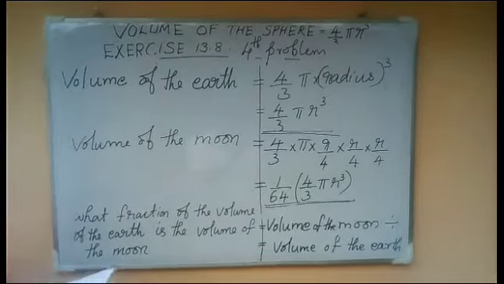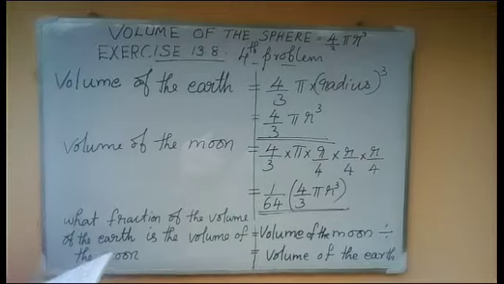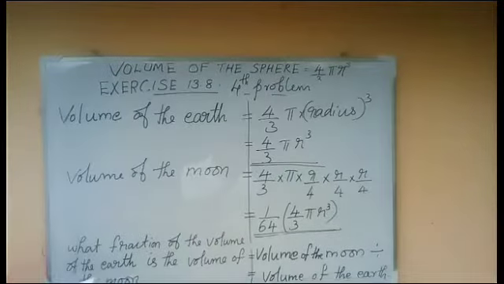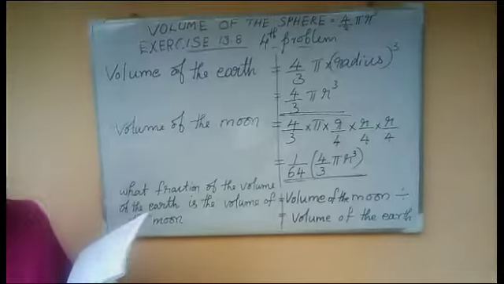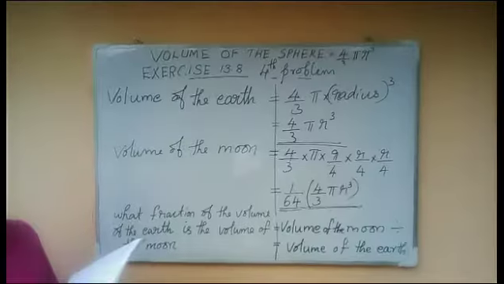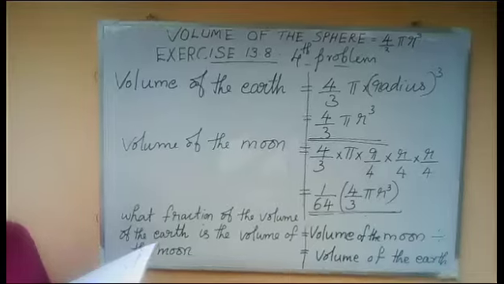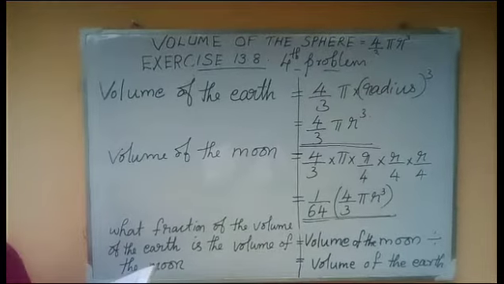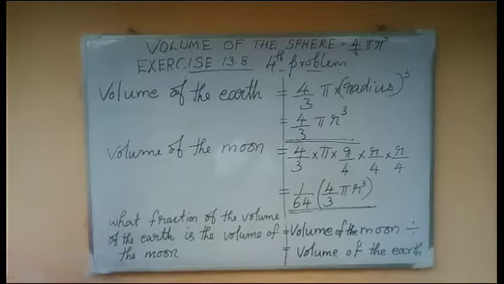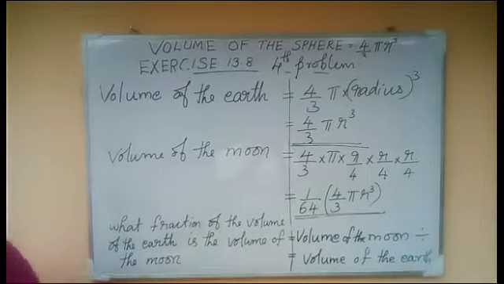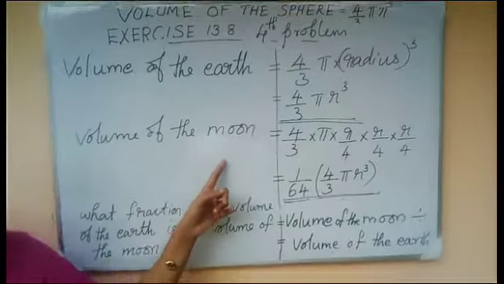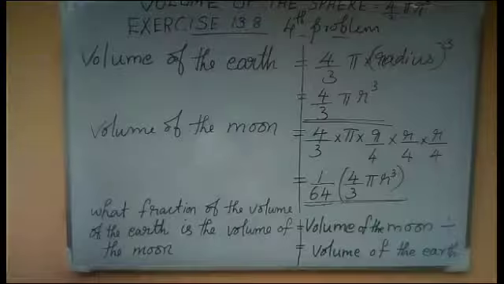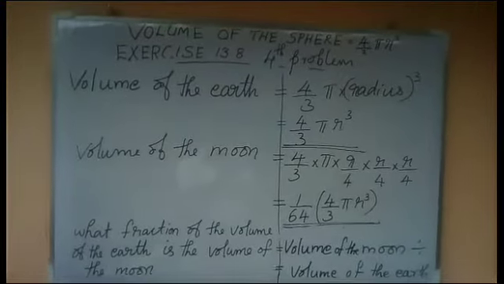So first you can find volume of the earth. Volume of the earth, we can use the formula 4 by 3 pi r cube. That means 4 by 3 pi into radius all cube. Here we take it as radius as r. So the answer is 4 by 3 pi r cube. Volume of the earth is equal to 4 by 3 pi r cube. Volume of the moon also using that formula 4 by 3 pi r cube.